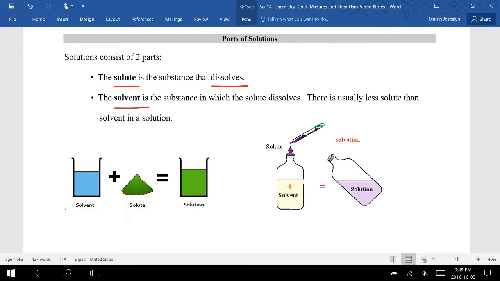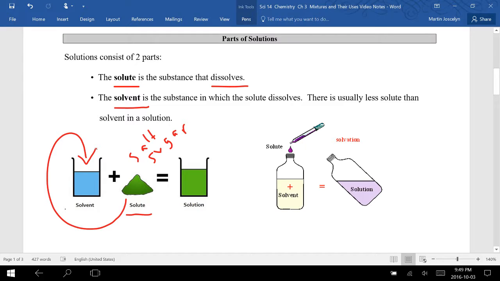So if I can show you in this picture here. So here I have solute. So I have this green solute. And there's less of it, because usually there's less of it. So this solute could be anything like salt, sugar, those types of things. And we're going to put this solute into our solvent. And usually there's more solvent than solute. So we're going to put our solute into our solvent, and then voila, here we go. We get our solution.